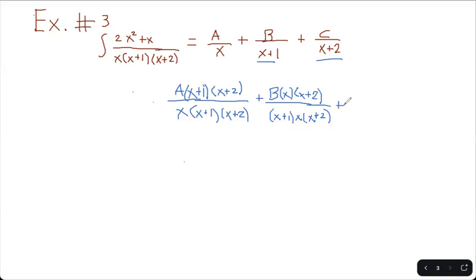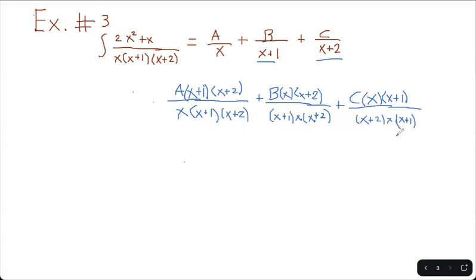Plus, ooh, all right, C over C times X, and C times X plus 1 because we don't have X or X plus 1 on C. It's just over X plus 2, times X, times X plus 1. Oof. All right. Rewriting that took a while.